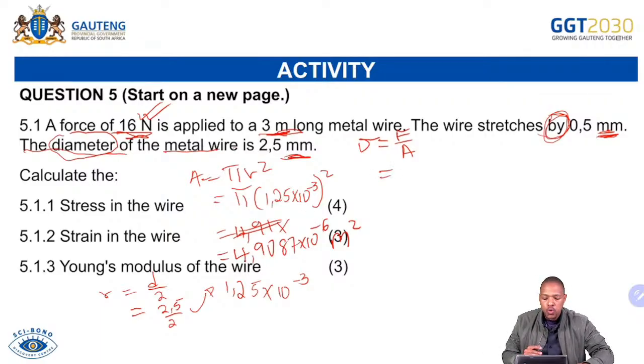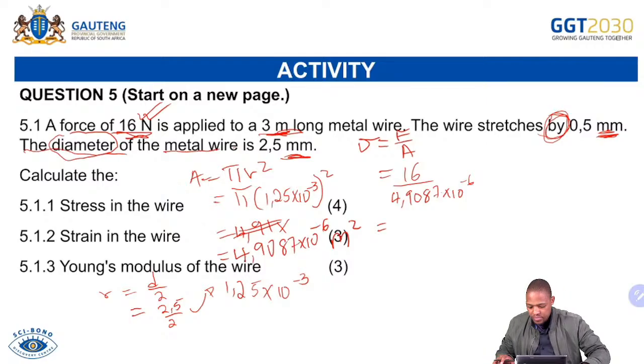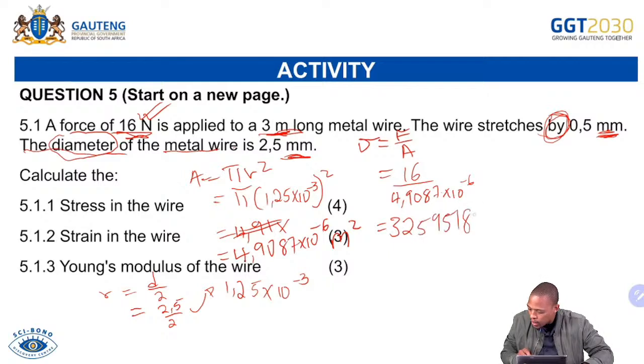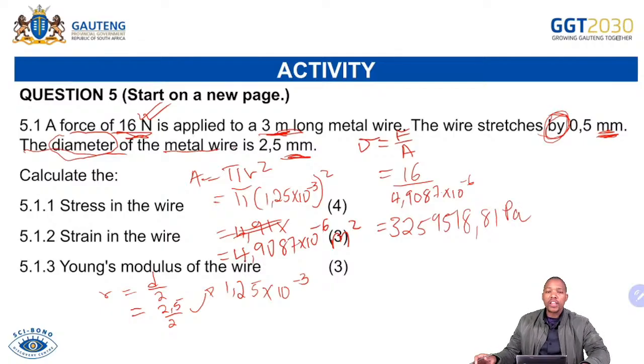Then from here, we can now substitute. We now have our area to calculate the stress. So our force is 16 newtons and our area is 4.9087 times 10 to the power minus 6. And what will be our stress? Usually it's going to be big numbers that we are going to be getting there. That should be a huge number, as I expected. 325,951.81 pascals is our stress, the answer that we are looking for.